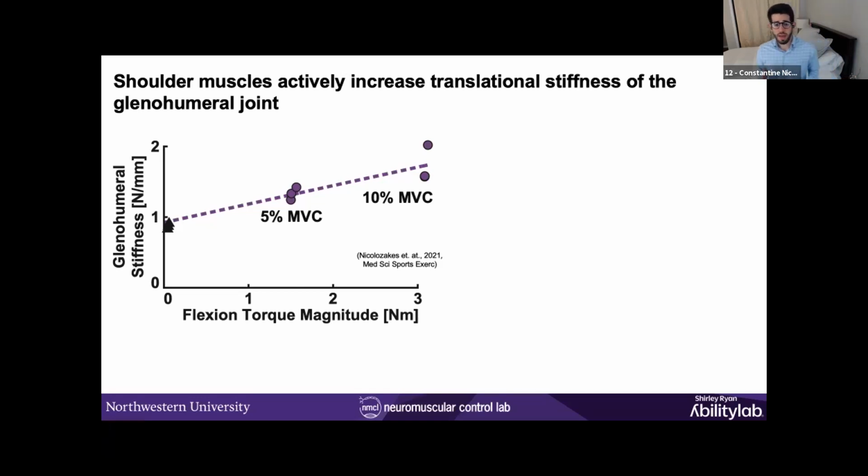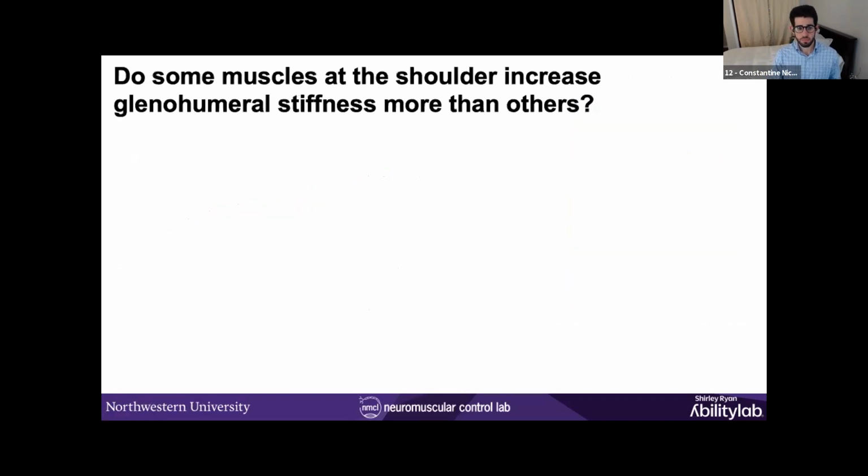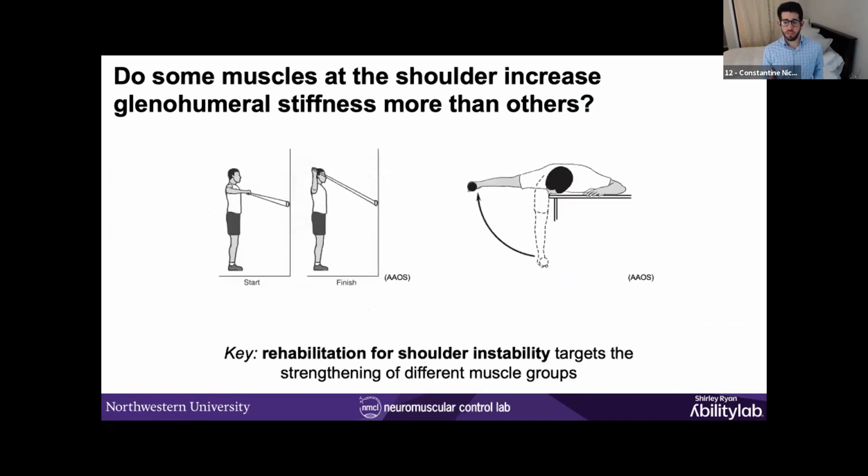And the result of these active increases in glenohumeral stiffness are increased resistance to glenohumeral translations, which can help prevent unwanted humeral head translations and eventually dislocations. Next, we wanted to ask how individual muscles contribute to these increases in glenohumeral stiffness. Why? Rehabilitation for shoulder instability targets the strengthening of different and specific muscle groups.